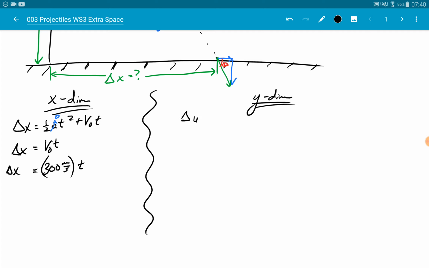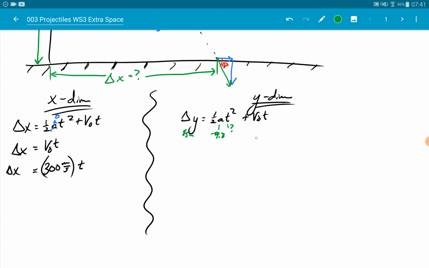So in the y dimension, I get delta y is 1/2 at squared plus v naught t. Let's see if we can do anything with that. I know delta y. Okay, delta y is 75. Let me make little notes to myself. Sometimes I do this. I'll just make little notes. Like I know that one's 75 meters. I know this acceleration is negative 9.8. I don't know the time.